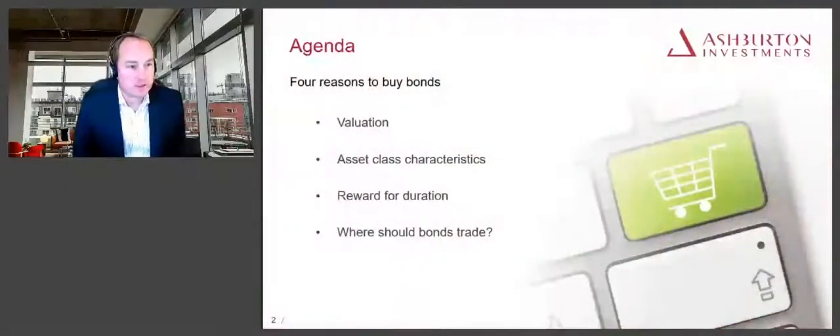So let's just talk through a couple of things, right? We are going to be discussing effectively these couple of principles. On slide 2, you'll see we'll be talking about just the current valuation and some of the valuation metrics that we look at for bonds. Then we're going to talk about some of the asset class characteristics that make it interesting and useful for the moment. We're going to talk about what the reward is for duration. And then lastly, we're going to talk briefly about where we think bonds should trade in the short and in the medium term, looking at some South African dynamics as well as a global example.